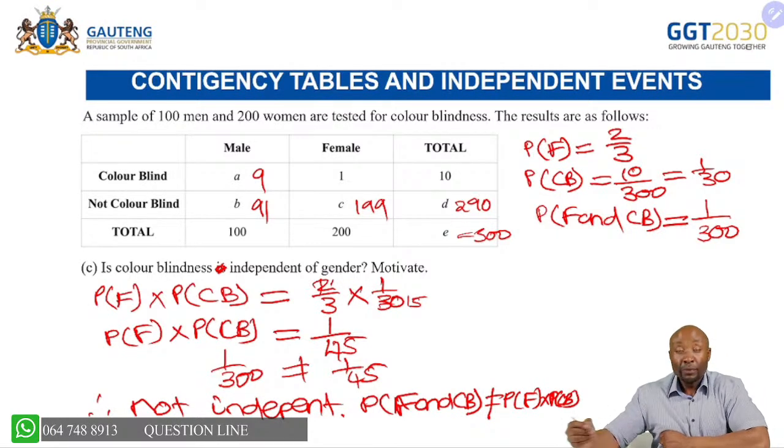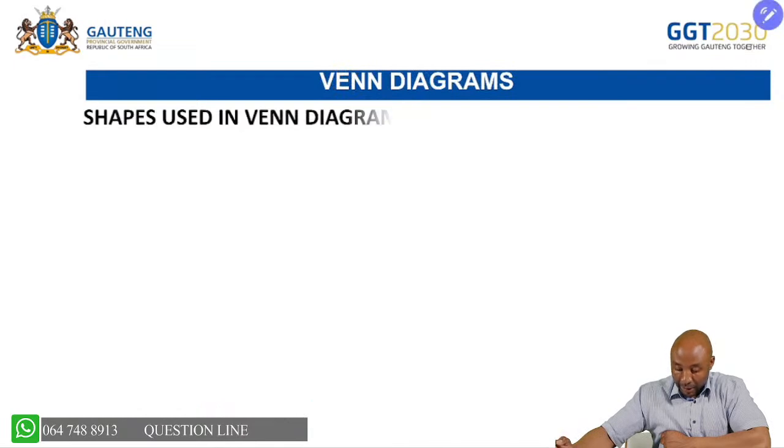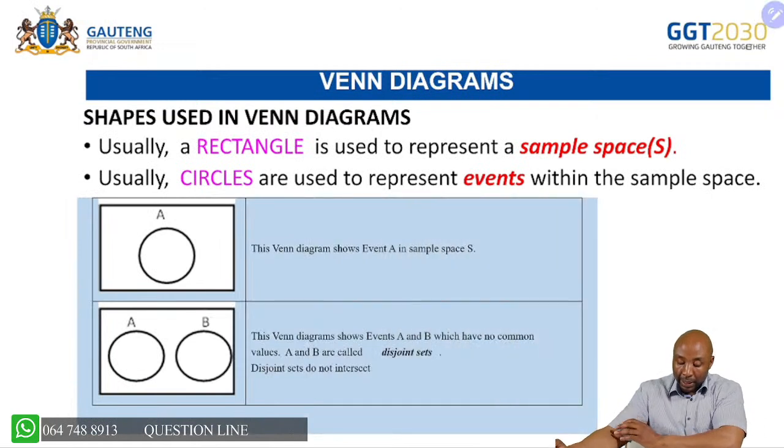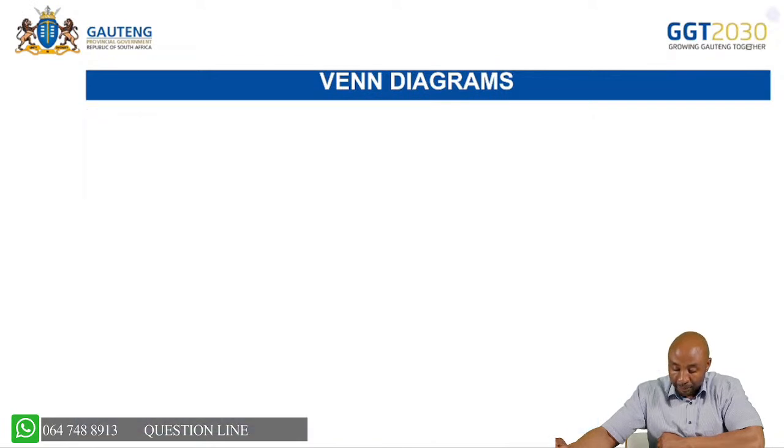So these are the kind of questions you will meet in an exam, and we must practice them. Let's move on. Time is not on our side. Venn diagrams, we talked about the shape. We use rectangles and circles. Rectangles are for events and sample space, and our circles are for the events. We have talked about our event A in the sample space, A and B being disjoint. We said they are mutually exclusive there.